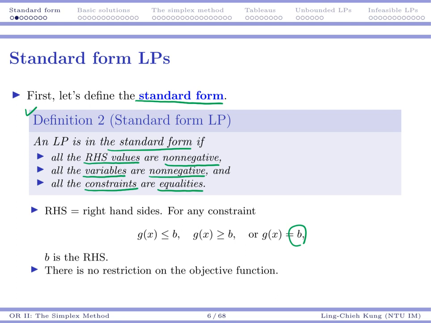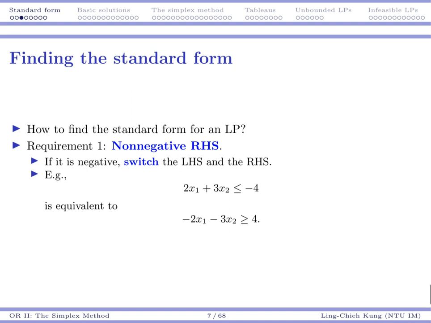Okay? We also mentioned that there is no restriction on the objective function. It doesn't really matter whether you have maximization or minimization. All the requirements are on constraints. So we need to convince you that for any linear program, we may convert it to a standard form. So let's try to do this.